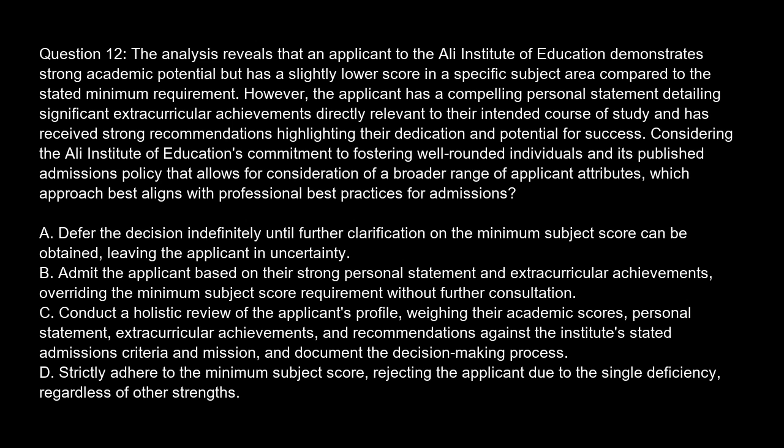Option A. Defer the decision indefinitely until further clarification on the minimum subject score can be obtained, leaving the applicant in uncertainty. Option B. Admit the applicant based on their strong personal statement and extracurricular achievements, overriding the minimum subject score requirement without further consultation. Option C. Conduct a holistic review of the applicant's profile, weighing their academic scores, personal statement, extracurricular achievements, and recommendations against the institute's stated admissions criteria and mission, and document the decision-making process. Option D. Strictly adhere to the minimum subject score, rejecting the applicant due to the single deficiency, regardless of other strengths.